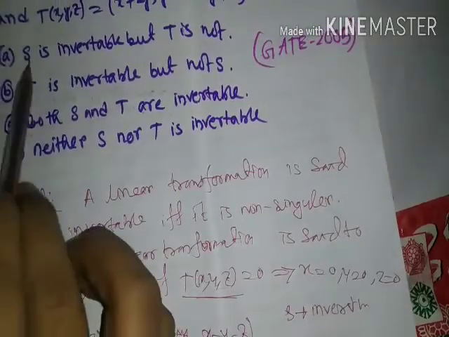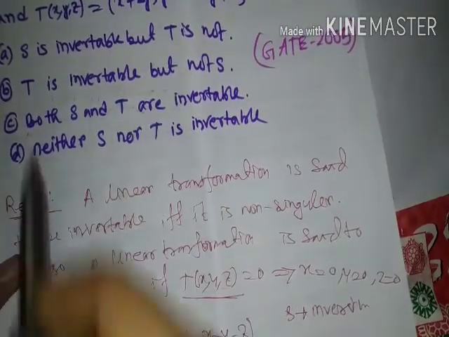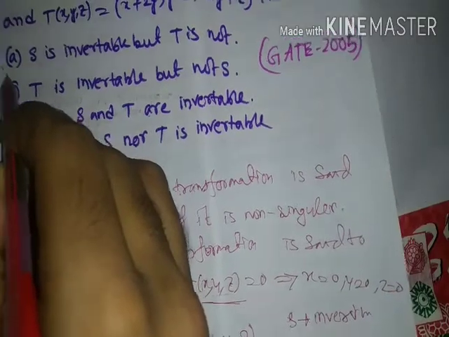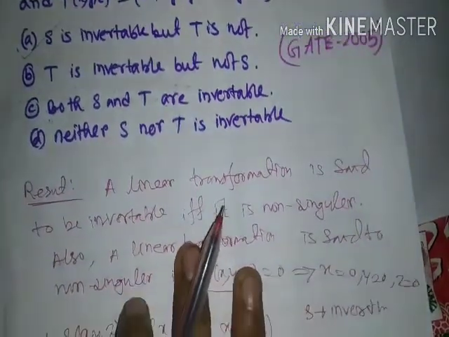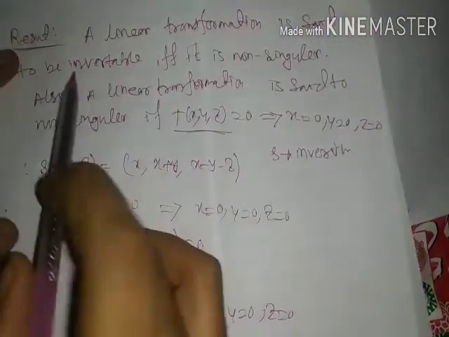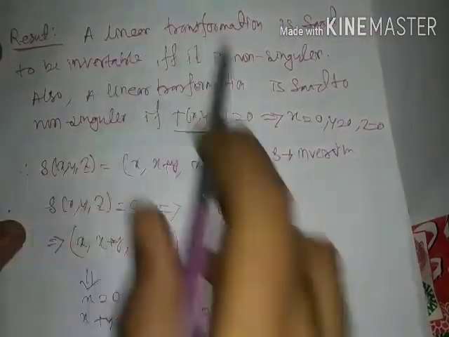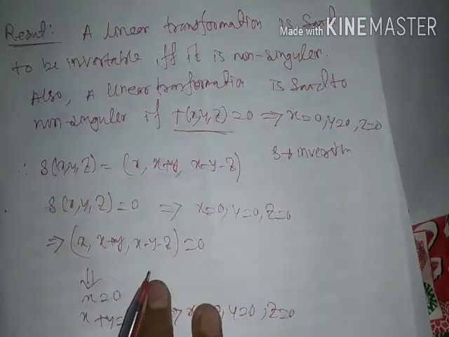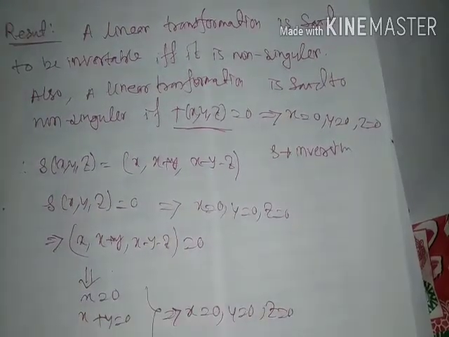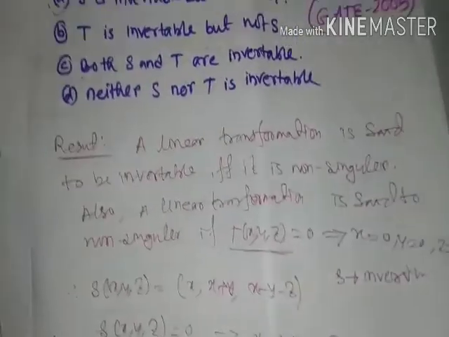So S is invertible but T is not. This option is correct. So this is a simple question. Using these two tricks we can easily solve. So take it seriously. Let's go to the next question.